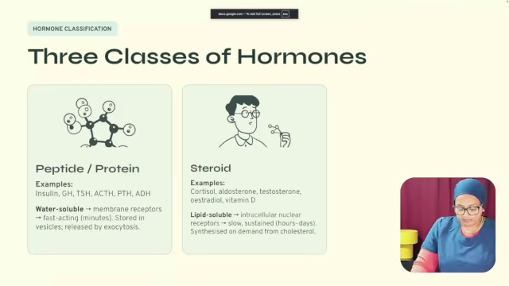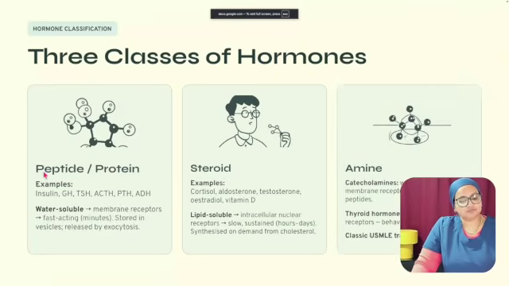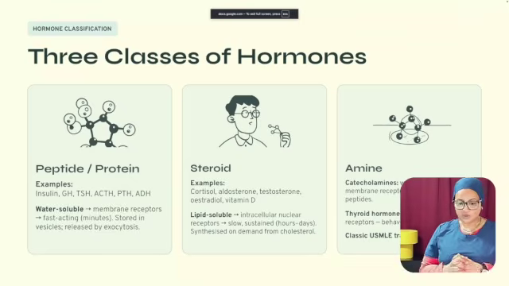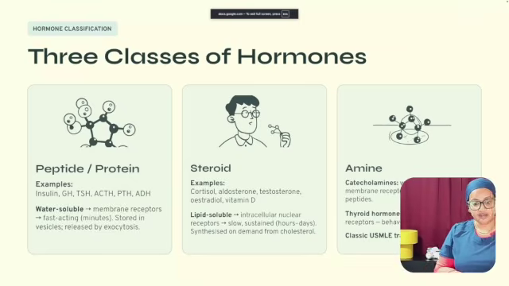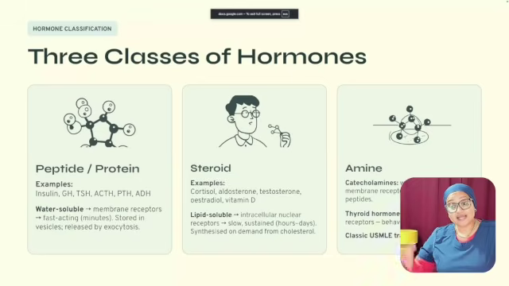Okay? Now, the third class, the amine class. This is basically hormones that are derived from an amino acid, okay? Thyroxine or thyroid hormones. Despite the fact that they are coming from the same amino acid, they are different chemically.